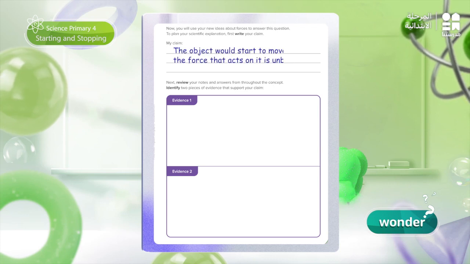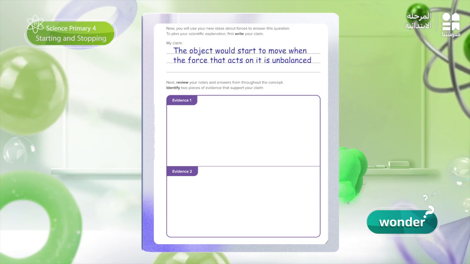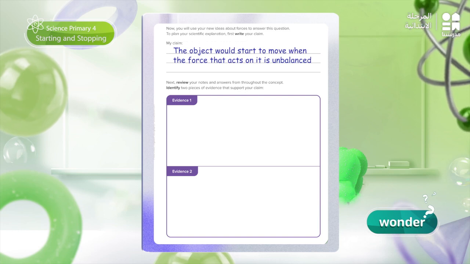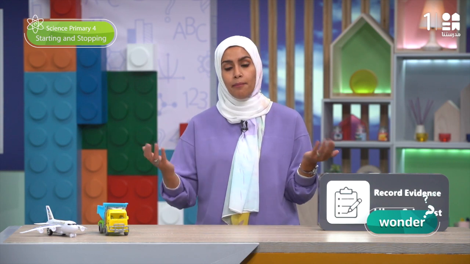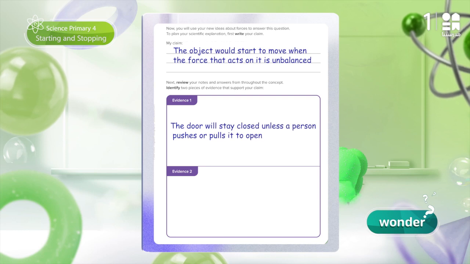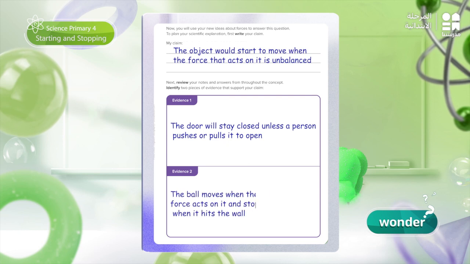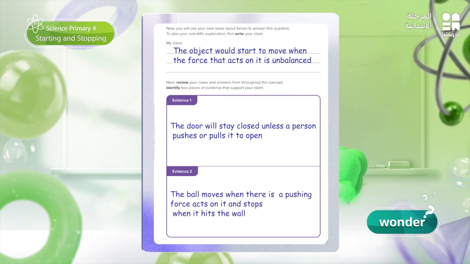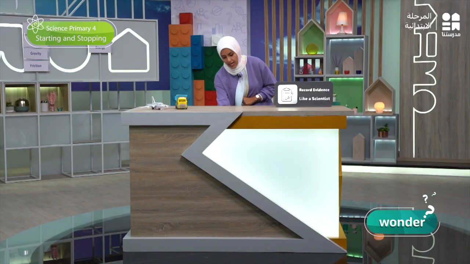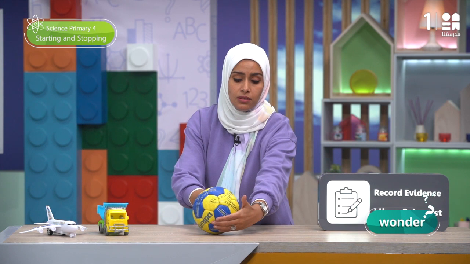He claimed that the object would start to move when the force that acts on it is unbalanced. فاكرين قبل كده اتكلمنا عن أنواع القوة وقلنا إنها يا إما بتبقى balanced or unbalanced. And his first evidence is that the door will stay closed unless a person pushes or pulls it to open. The second evidence is that the ball moves when there is a pushing force. أكيد الكرة دي مش هتتحرك خالص من مكانها إلا لما أنا أعمل عليها pushing force. And it will stop when it hits the wall.